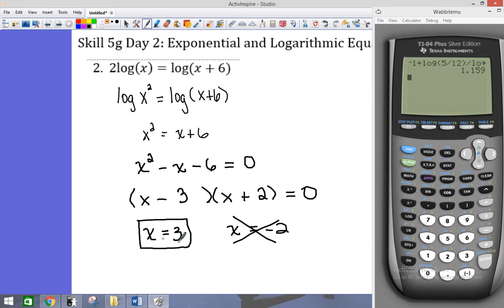We're good with that. Now, since it was a common log button, it's fairly easy to check that the left-hand side is equal to the right-hand side. So if I take 2 times the log of 3 and compare that to the log of, well, 3 plus 6 is 9, you can see that they're going to be the same because that 2 can be pulled up to 3 squared, and the log of 9 equals the log of 9. So we're good on that.